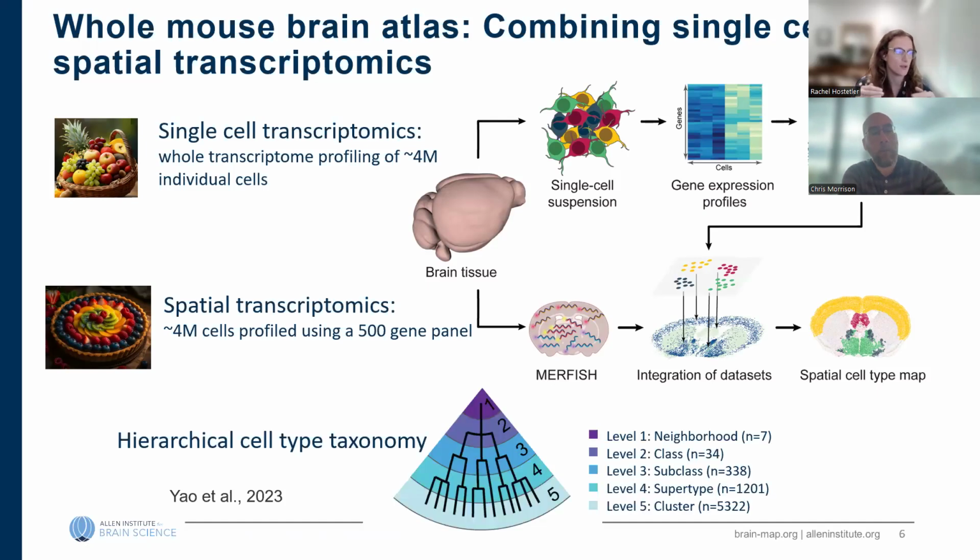And so this taxonomy has many different hierarchical levels. In the ABC Atlas, we start with our class level, which features 34 classes of cells. Then there's a subclass with cell types nested underneath that, and then we have supertypes nested within those. And then at the very bottom, we have clusters, and over 5,000 clusters were identified in this whole mouse brain taxonomy.